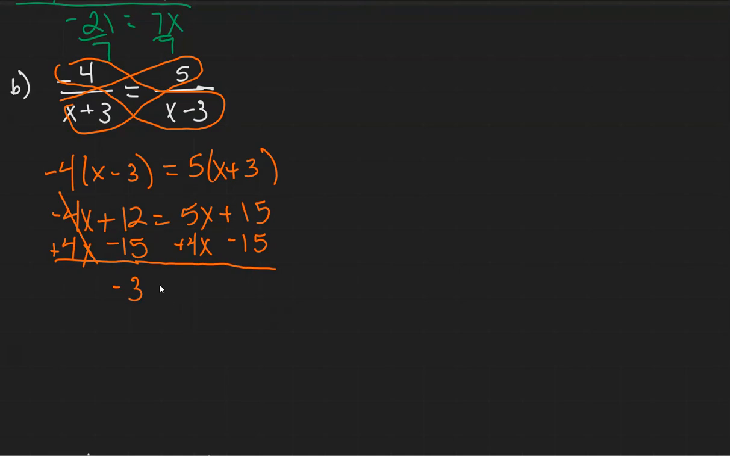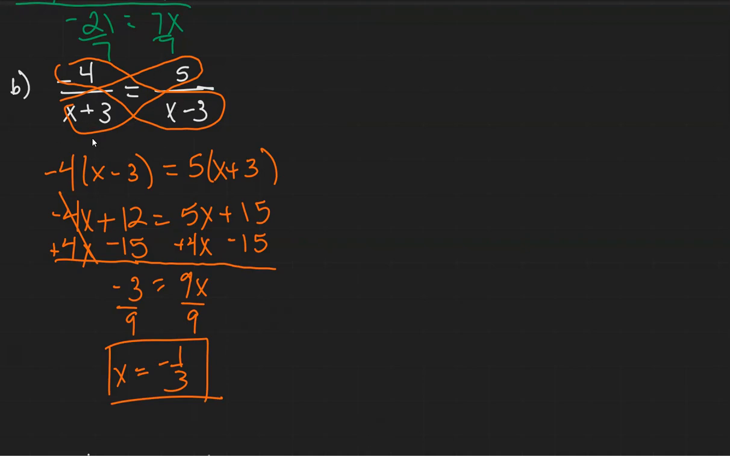Just had to make sure. Equals 5 plus 4, that's 9x. 15 minus 15 is 0. So then all I have to do is divide by 9 on both sides. We get x is equal to negative 1/3. Cool. Okay, something we forgot to do at the very beginning is see what x can't be.